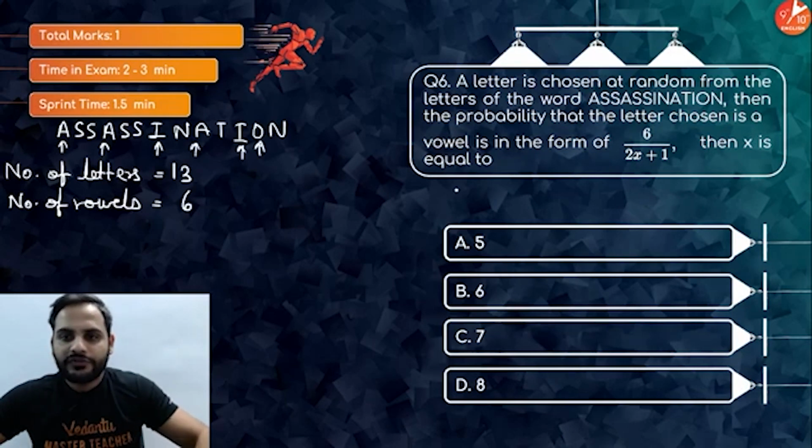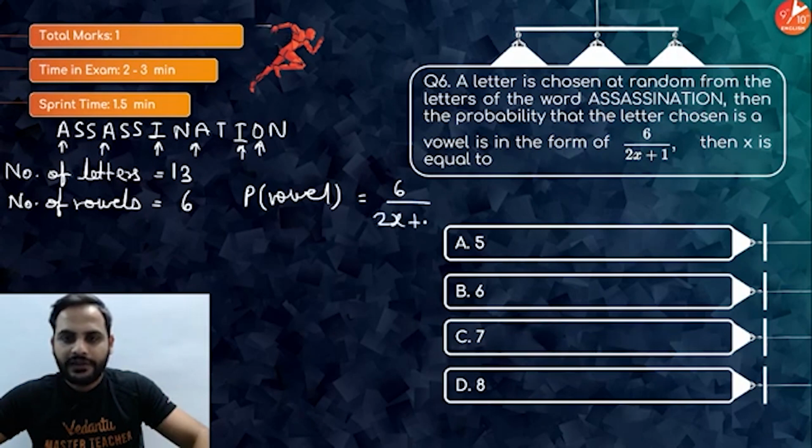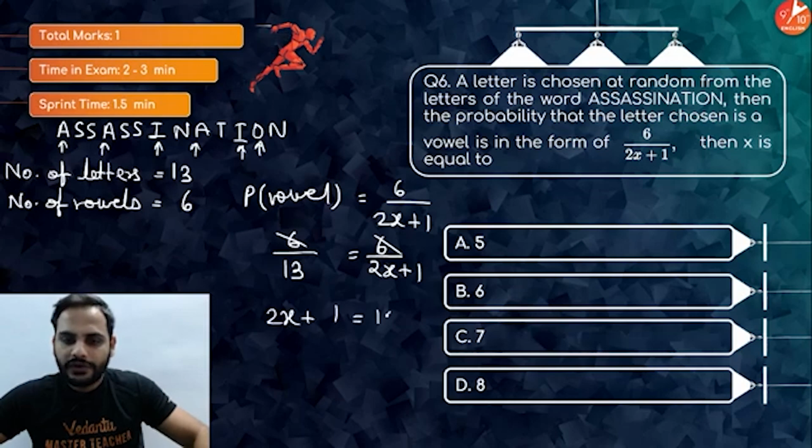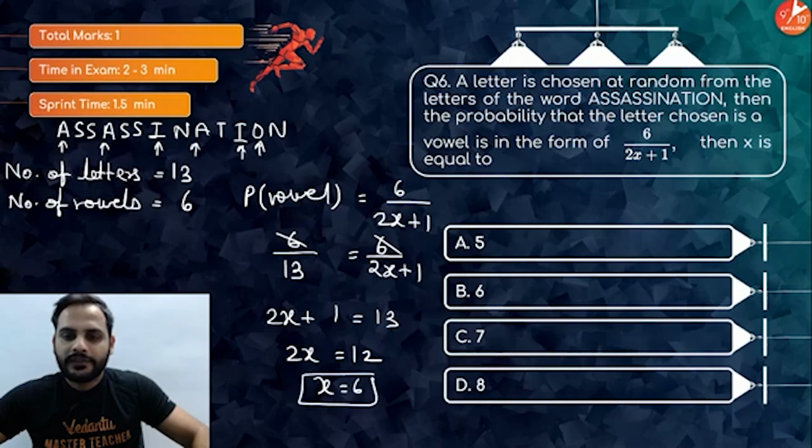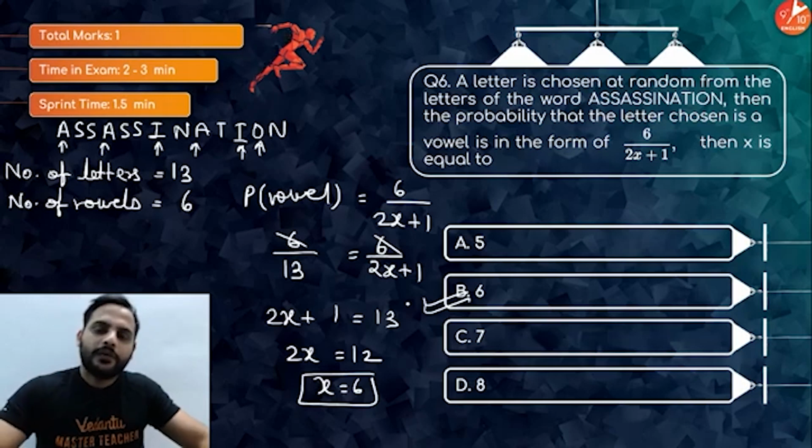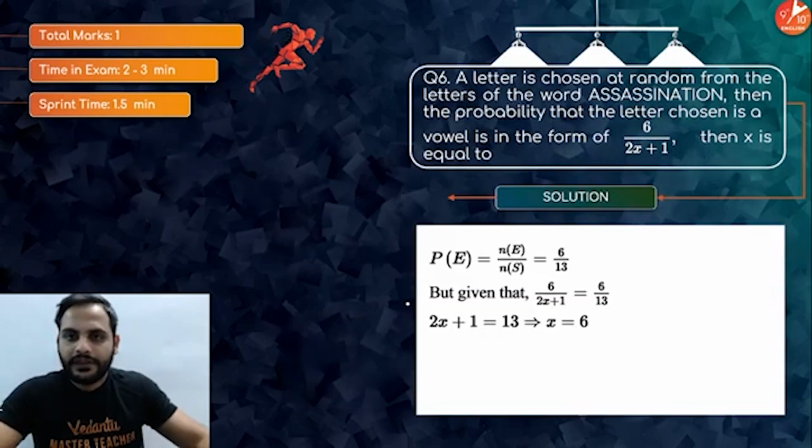So they are saying the probability of choosing a vowel is given to us in the form of 6 by 2x plus 1. And we know from here the probability of choosing a vowel will be 6 upon 13, which is equal to 6 upon 2x plus 1. 6 and 6 get cancelled. Reciprocate, and you'll get 2x plus 1 is equal to 13. 2x is equal to 12. x is equal to 6. Option B will be your correct answer. Okay, x equal to 6, easy question.